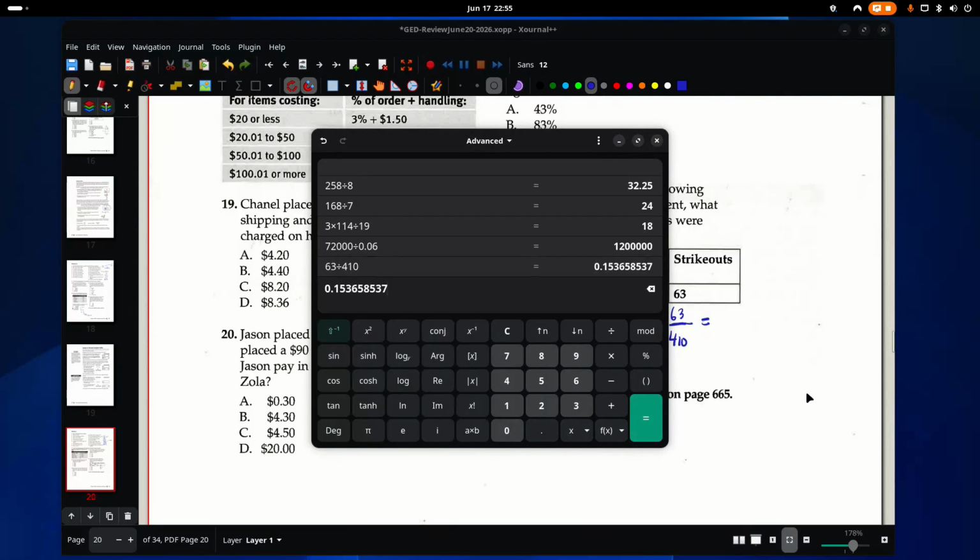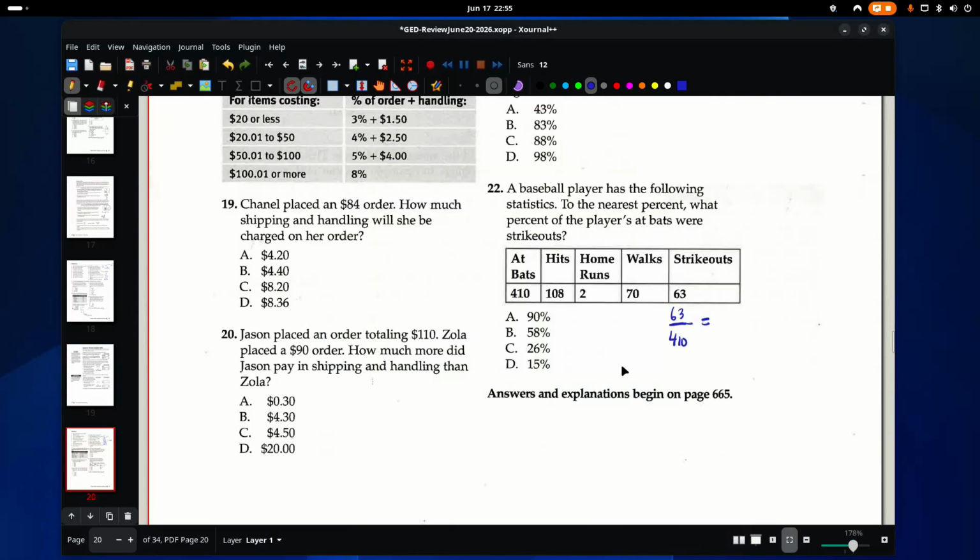And we get 0.153, which is approximately 15.3%. So that's the best answer right there, D, 15%.